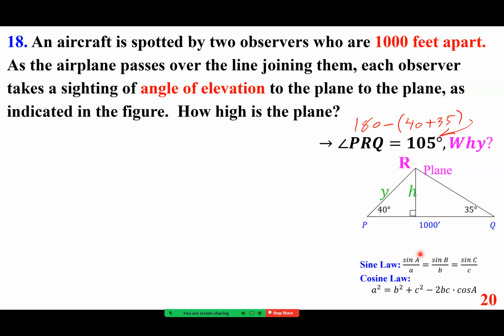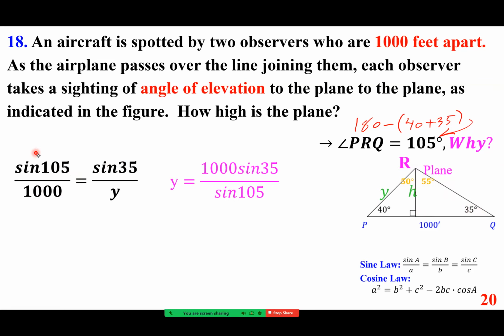Here's the sine law, sine A over A equals sine B over B equals sine C over C, and the cosine law, A squared equals B squared plus C squared minus 2BC cosine A. Let's go with the sine law. So sine of 105 over 1,000 is sine of 35 over Y. We have to find one of these to find H. So this is 50 and 55, obviously, because this with this must be 90, this with this must be 90 also. I hope everybody's clear on that. So Y, this side, is the product of these two divided by sine of 105. Using a calculator gives you this side, in feet.